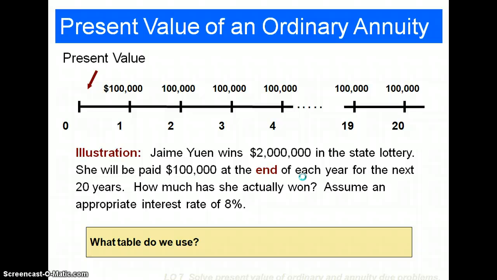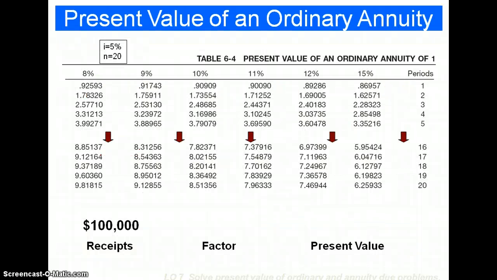So a lottery payout is a common one that a lot of people are familiar with. Most of you know that if you win the lottery, if you take the lump sum amount, it is quite a bit less than what you've won, and of course the reason for that is this time value of money. So the table we use is table 4. It is the present value of an ordinary annuity. So let's take a look at this.